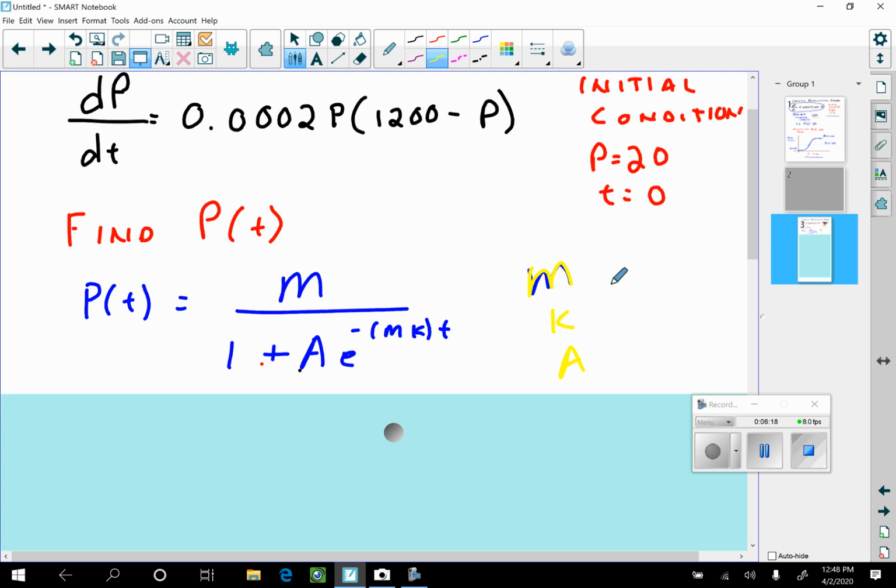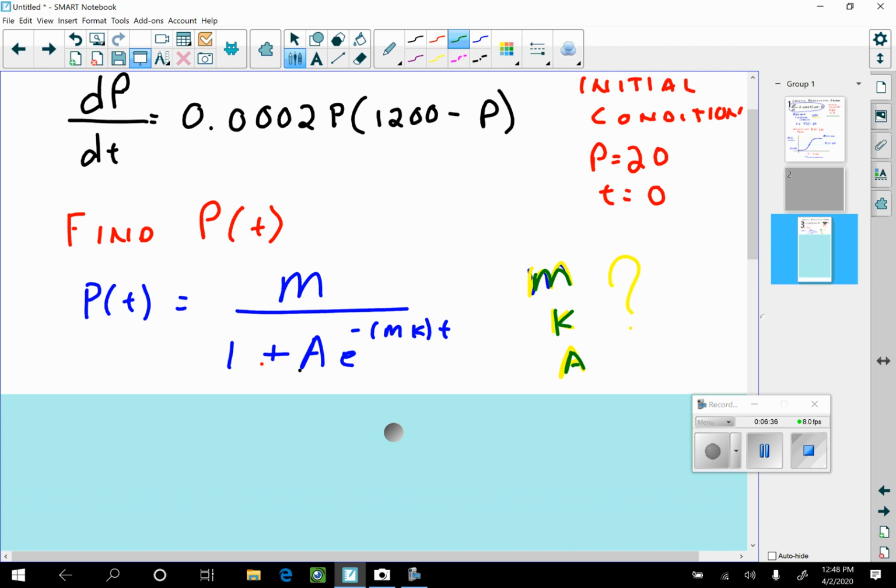Those are the three things that I need to find. M, let's do those in green. I need to find M, K, and A. And if I find those, then all I need to do is put them together to construct the population model.